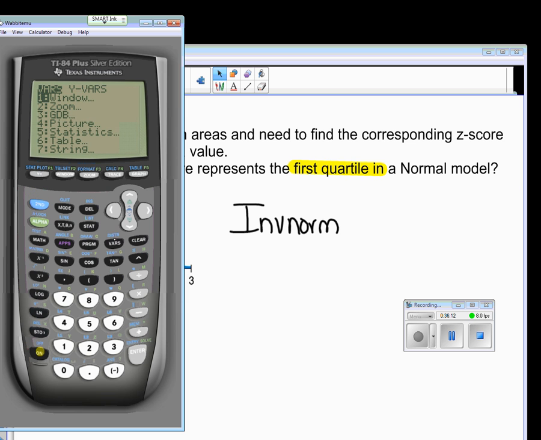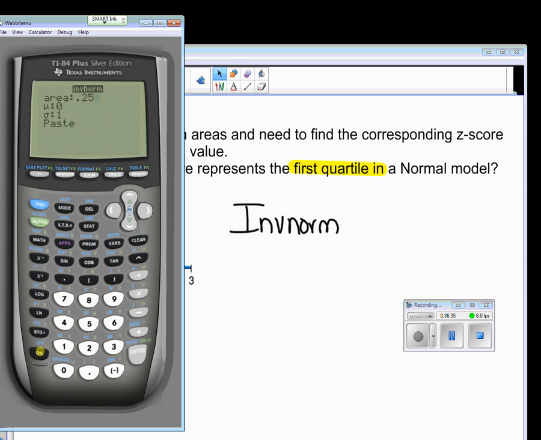All right, so distributions, inverse norm is the third function down. And it's asking, it doesn't say percent, but it says area. Yeah, that's the same thing as the percent, okay? The area under the curve is the percent. So you need to put it in as 0.25. That is the same thing as area.